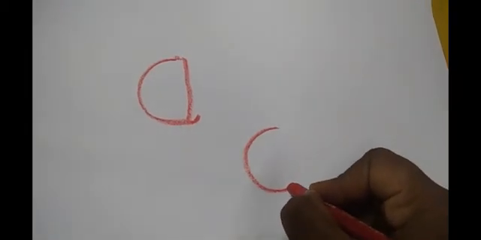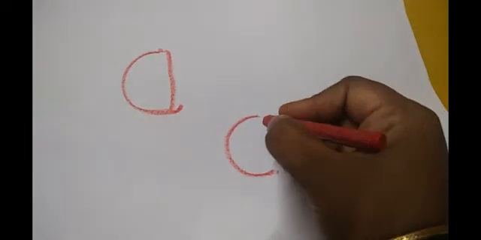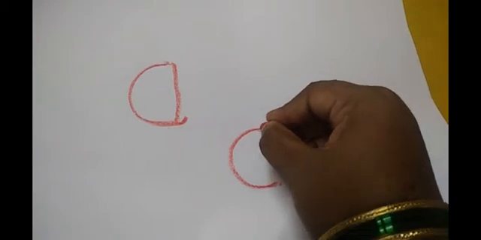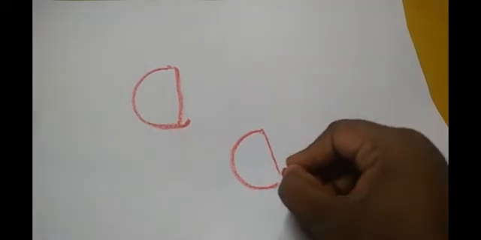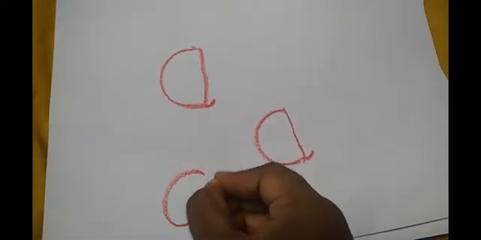near the standing line. Once again I'll show you. You have to draw one curve towards right. Then you have to join this curve. One second. You have to join this curve and then a small tail. In this way you have to write lowercase, that is small letter A. Understood, children? In this way.